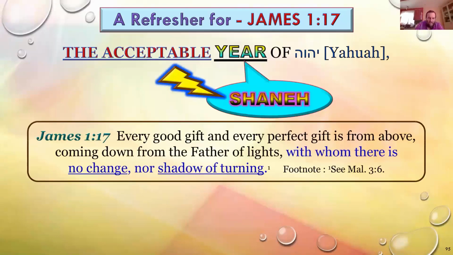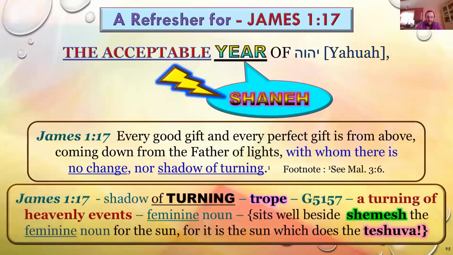James 1:17. Every good gift and every perfect gift is from above, coming down from the Father of lights, with whom there is what? No change and nor shadow of turning. What does that nor shadow of turning come from? Let's look at it. The word is trope, and the definition is a turning of heavenly events.